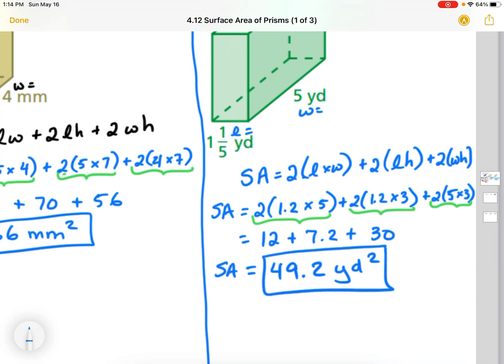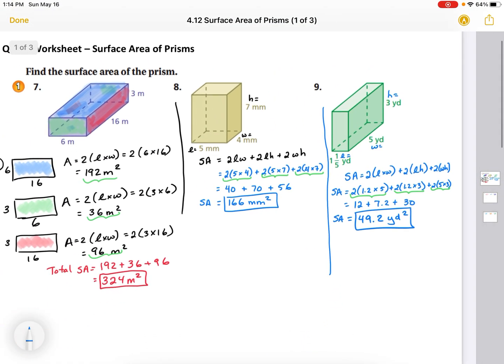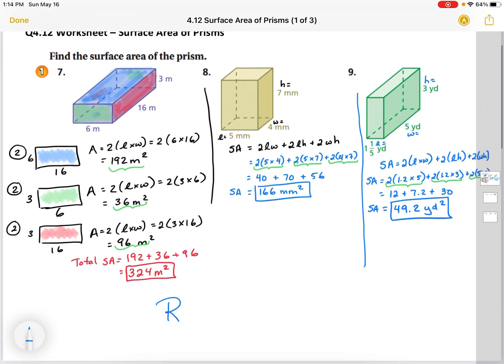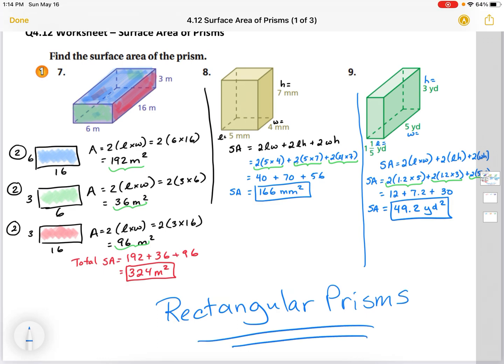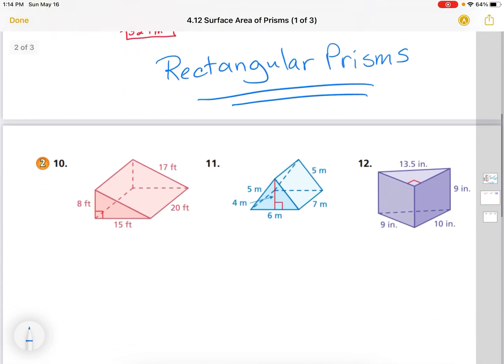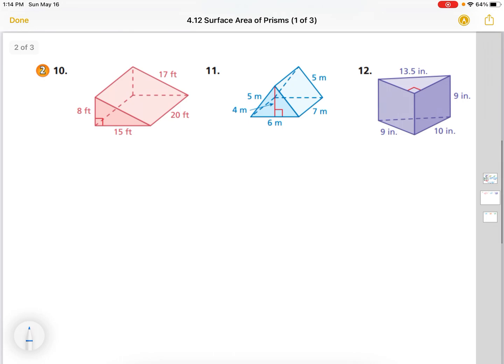And you know me, I like a box. So that is the surface area of these, which are all rectangular prisms. And you can tell a rectangular prism because all the sides are rectangles. Okay? Now let's look at triangular prisms. We got our shot there. So 10, 11 and 12 are triangular. We can't do the same thing.